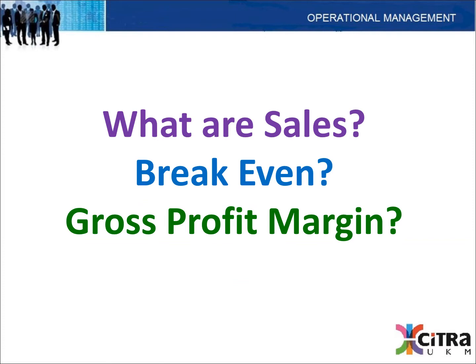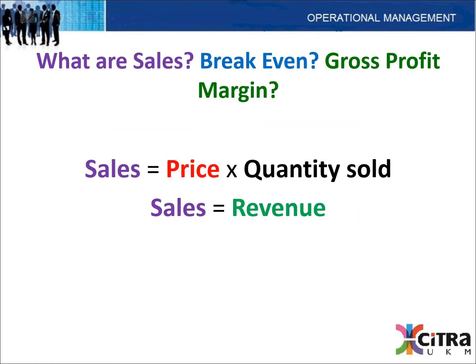Another thing that you should know is what the sales are, what the break even means, and what the gross profit margin is. So what are the sales? Sales is equivalent to the price of your product and the quantity that you sold. You multiply the quantity by the price, and you call it the revenue. So, how much you get.